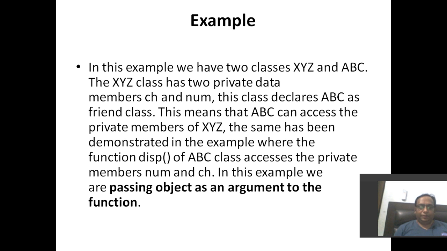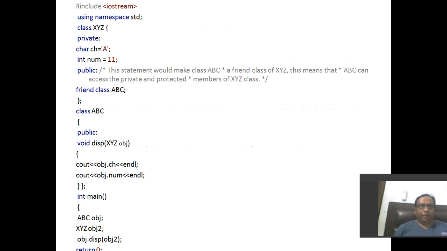The same has been demonstrated in the example which I will show you in the next part. In this example, the function display is called by the ABC class to access the private members number and character. We are passing an object as an argument to the function. I have already discussed in class how we can pass arguments to a function. So here is the example: the header file iostream, using namespace std. I have created a class XYZ and privately declared character ch equal to 'A', and integer num equal to 11.